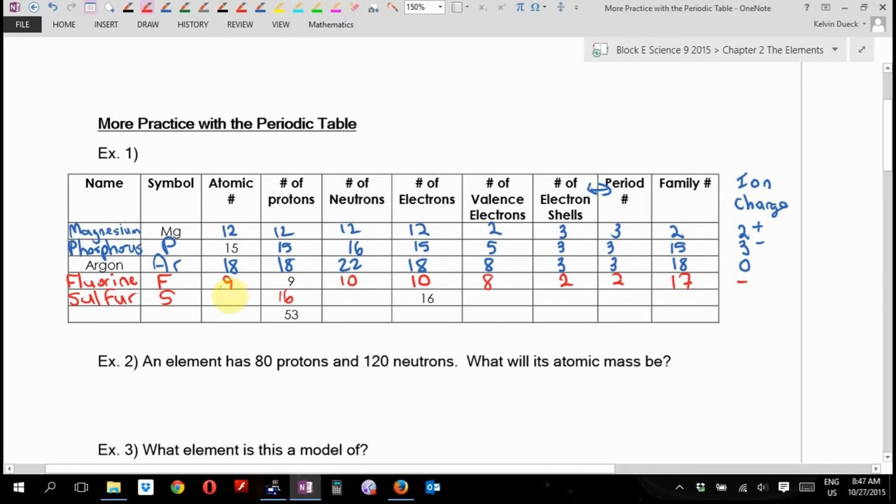Oh, atomic number 16. How many neutrons? Oh, it also has 16? Is its mass 32? Yeah. Oh, okay. By the way, what you'll notice, Hannah, is the further down you go, the more neutrons you have, and the more unstable the atom is.